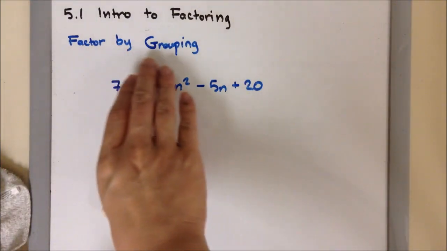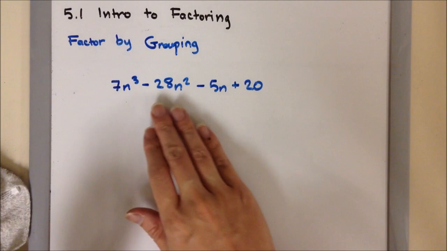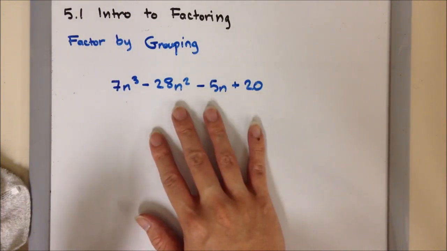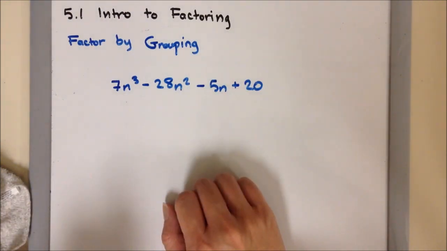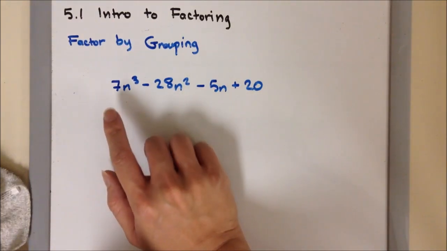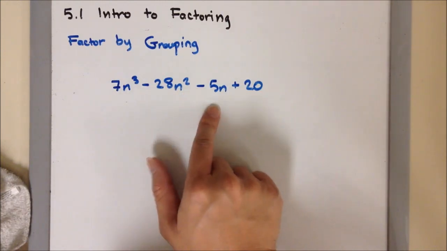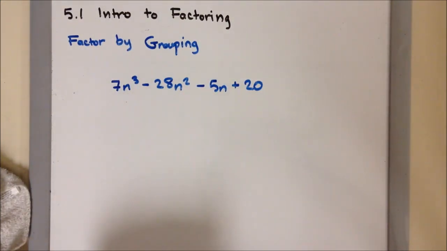And if you have the question, factor by grouping, then for sure you will know that you have to do it by grouping. But when you have an even amount of terms, like in this case we have 4, then most likely you're going to do factor by grouping. In the first example, 7n to the third minus 28n squared minus 5n plus 20, it has 4 terms, so we're going to do factor by grouping.